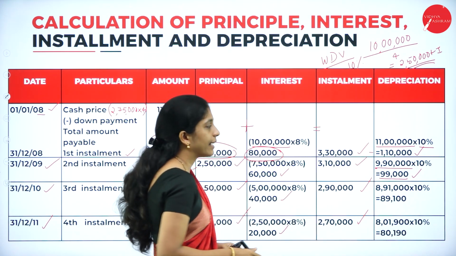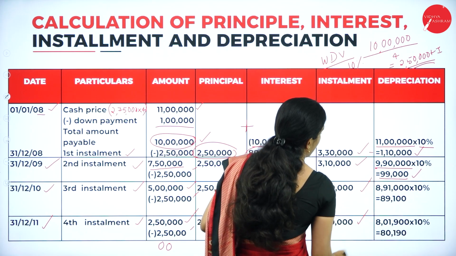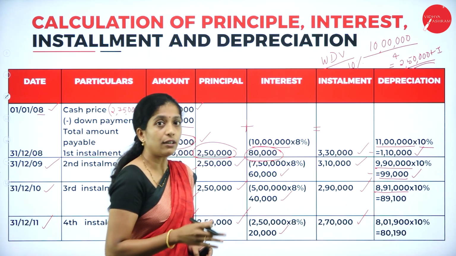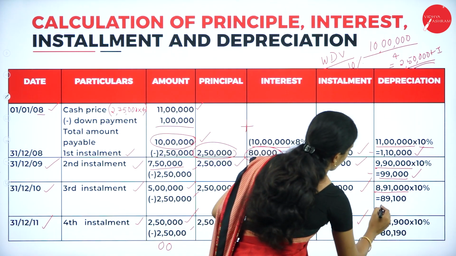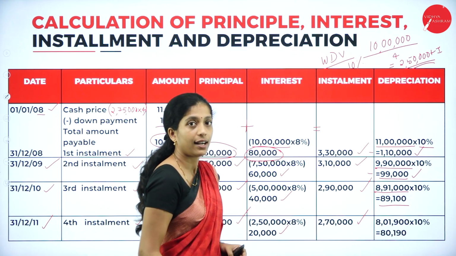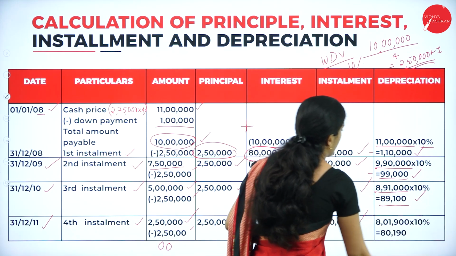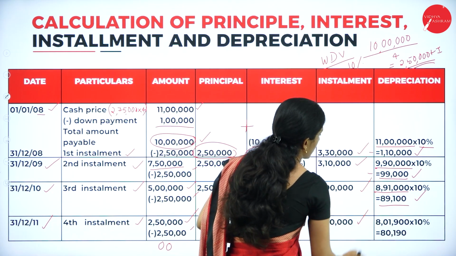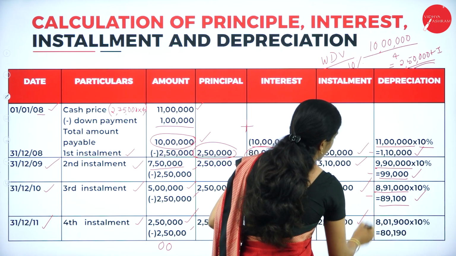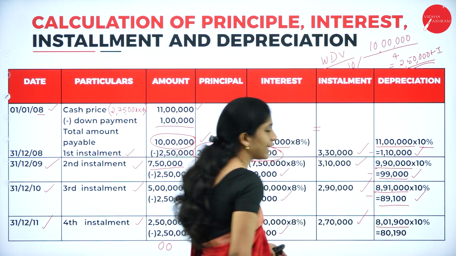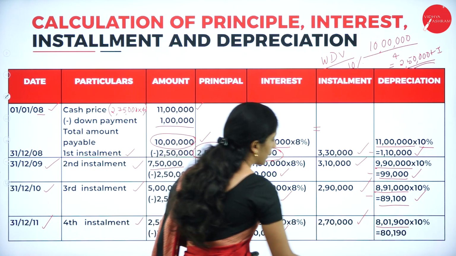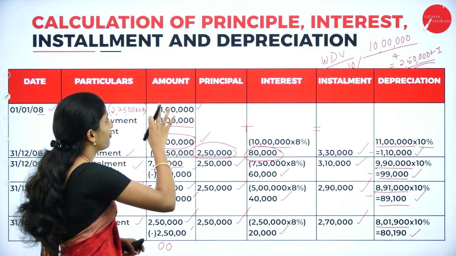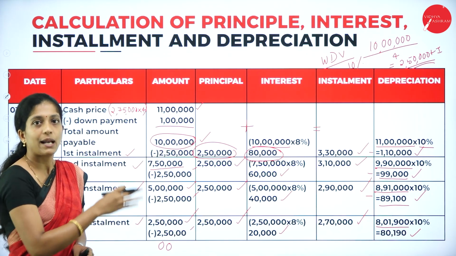For third year, how to calculate? 9,90,000 minus 99,000. So we'll get 8,91,000 into 10% depreciation. How much will you get? 89,100. So this is third year depreciation. Now fourth year depreciation: 8,91,000 minus 89,100, so we'll get 8,01,900 into 10%. So the depreciation is 80,190.